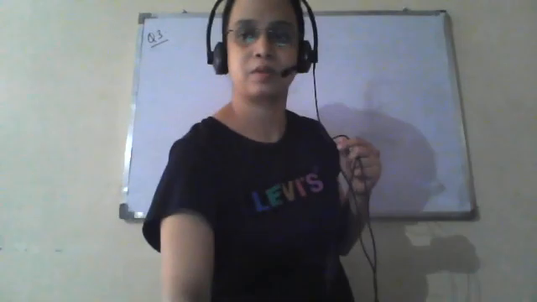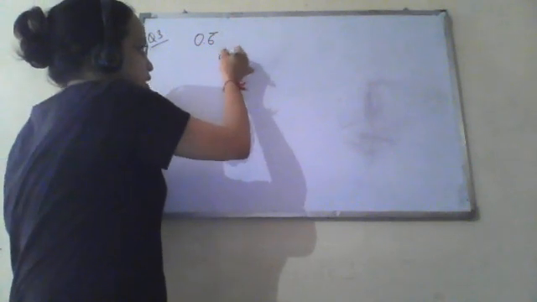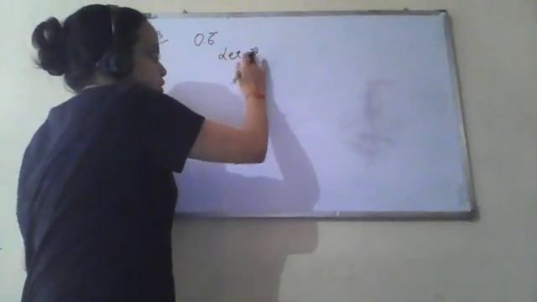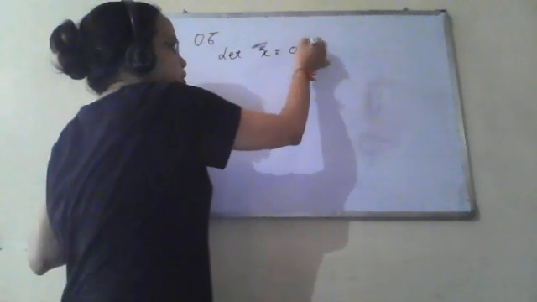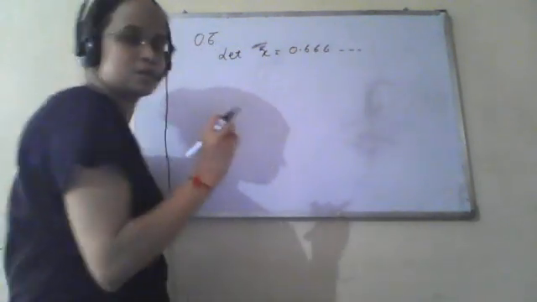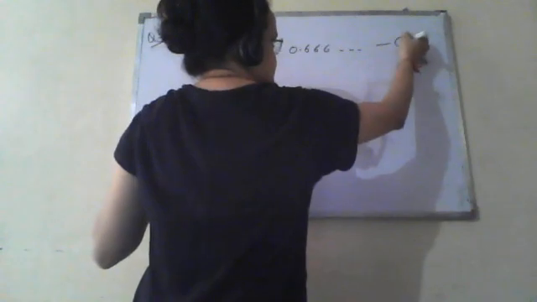In question number 3, we have to express these in the form of P upon Q. I have explained it very well with many examples. So the first part is 0.6 bar. We have to convert this into the form of P upon Q. So, the first step, as I have explained: let this value equal x. So x equals 0.666, because this 6 is repeating. We will term this equation number 1.